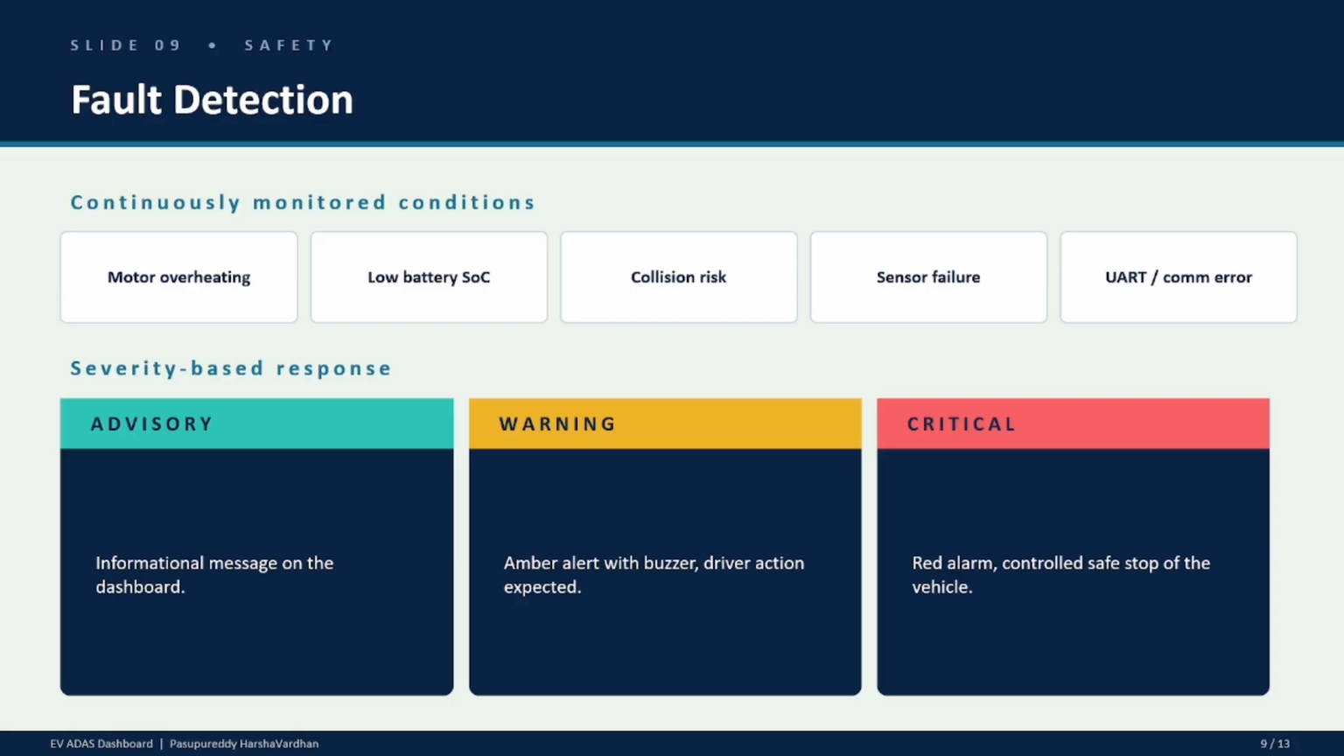The system continuously checks for motor overheating, low battery, collision risks, sensor failures, and communication errors. Depending on the severity, it generates advisory, warning, or critical alarms and safely stops the vehicle whenever necessary.